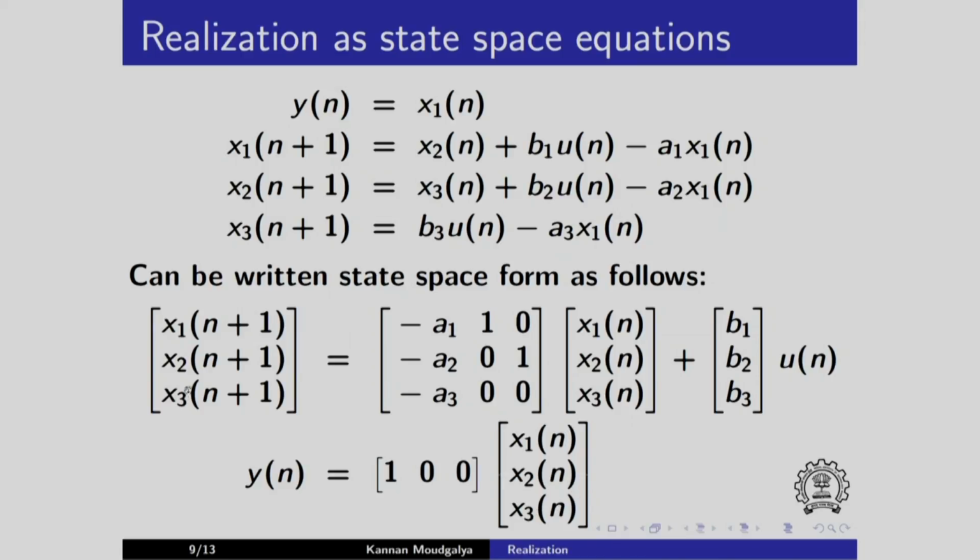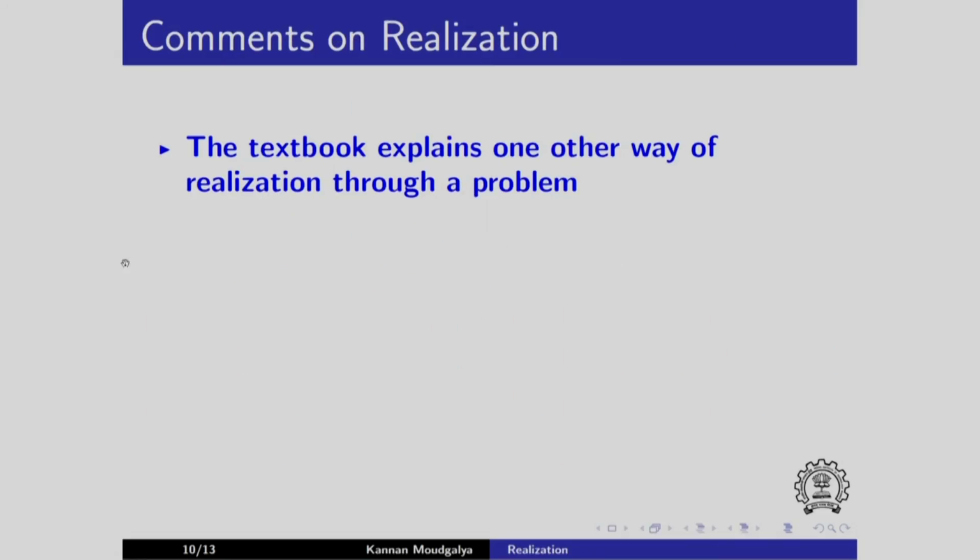So this is of the form x of n plus 1 equals A into x of n plus B into u of n, y of n equals C into x of n plus D into u of n, but D is 0, so this term is not there. So here is the transfer function realized as a state space expression. Let us have some comments on this.